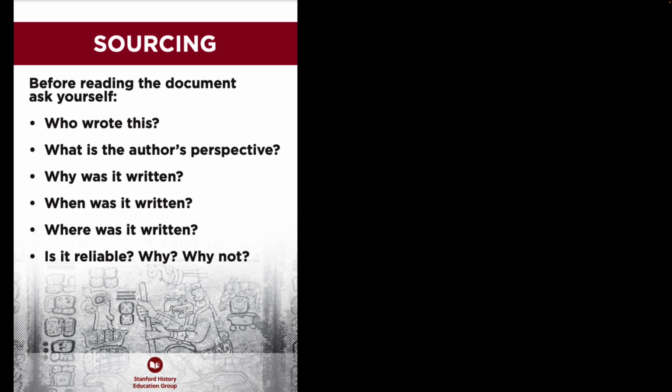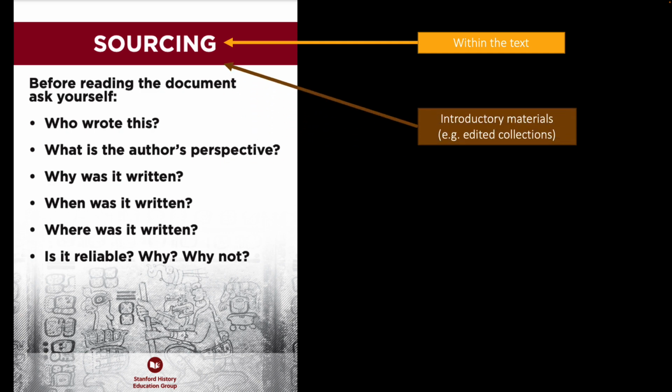So what do we need to do the work of sourcing? Well, first we can get a lot of this information within the text of the document itself. But sometimes we need to also consult other materials, like, for example, introductory materials in edited collections. And finally, we might also look at metadata attached to the source. This is most common if you find a primary source through a database.